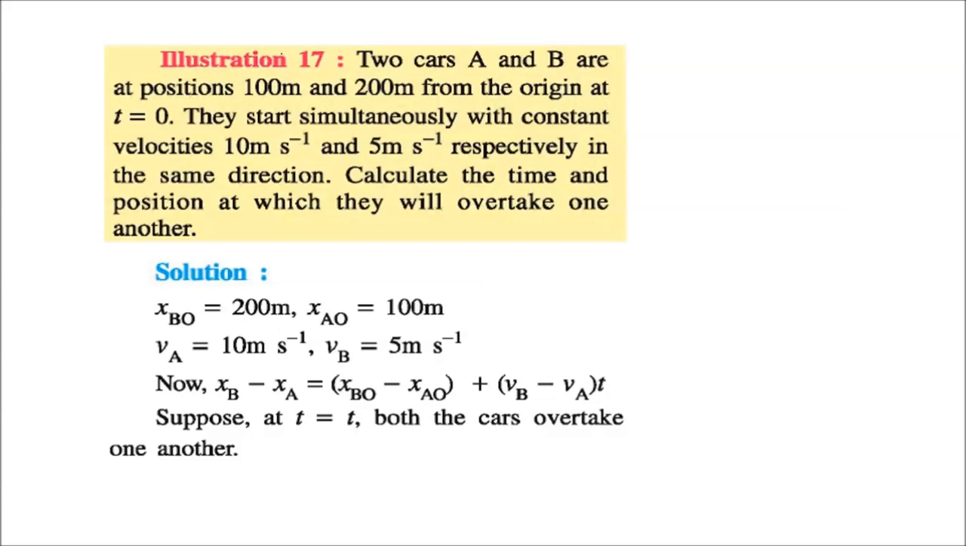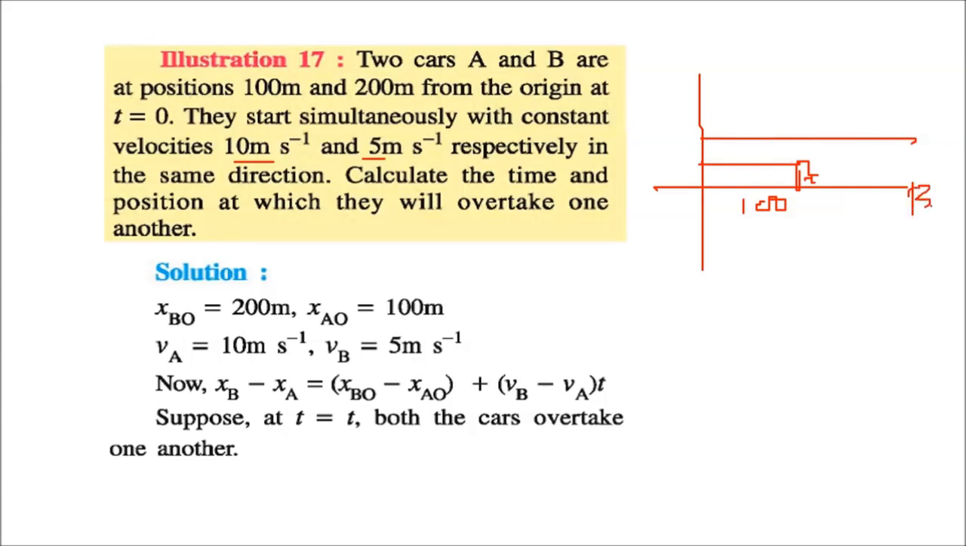Two cars A and B are at positions 100 and 200 meters from the origin at t equal to 0. They start simultaneously with constant velocities, this and this respectively, in the same direction. Calculate the time and position at which they will overtake one another. So what is given here is, first is A. So XAO is 100. Then we have B, which is at 200. XBO is 200, XAO is 100.